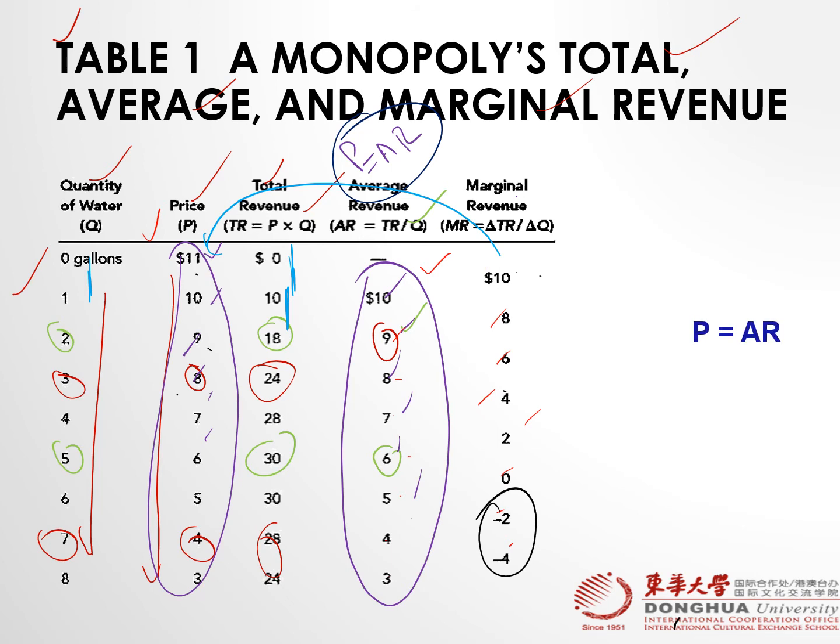Okay, so what we notice here, price is equal to AR, price and AR are not equal to MR, plus price is always greater than MR, right? I hope you understand all this discussion.